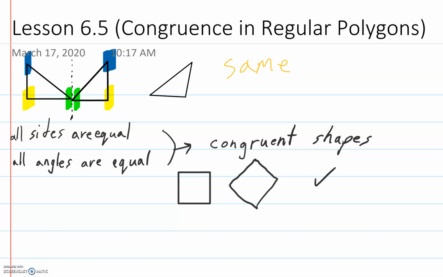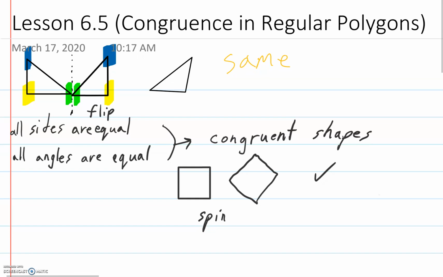So in this case, we did a mirror, and in this case, we did a little bit of a spin. So here, we did a flip. Let's write it underneath here. Flip. And here we did a spin. And both of those are okay to make things congruent.